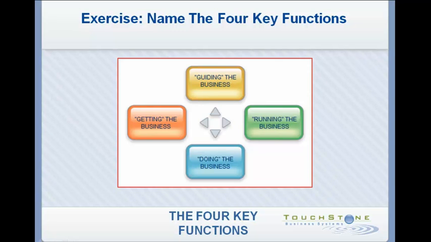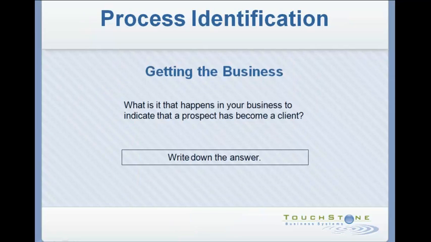So, as a best practice, we recommend starting with one of the 4 key functions. Begin identifying all of the processes that you have or need for that key function, and then work your way around each of the 4 key functions. I like to begin with the sales and marketing key function because that's often seen as the place where everything starts. Consider the question, what is it that happens in your business to indicate that a prospect has become a client? So write down the name of that process.